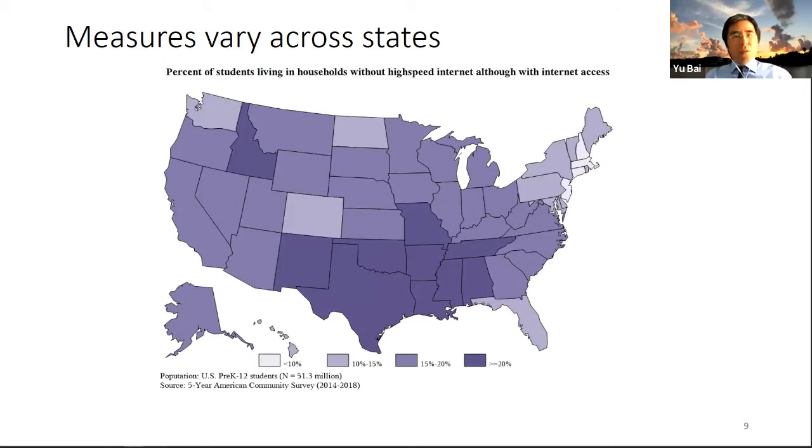So those measures vary across the states. This graph shows the prevalence of students living in households without internet access. We can see 3 states with a percent greater than 20. That's Washington, D.C., Mississippi, and New Mexico.